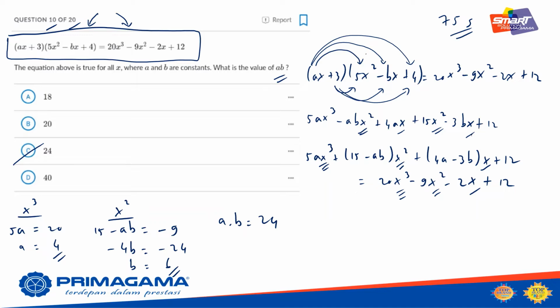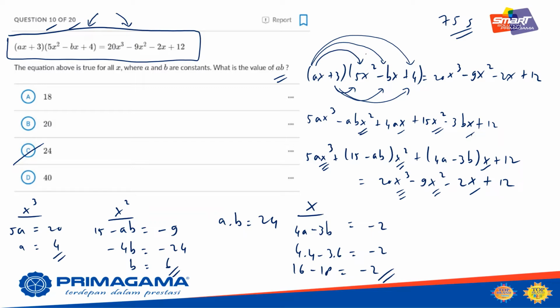Just to make sure, we can also try to match the x coefficient. Here we will get 4a − 3b has to be equal to −2. a is 4, so 4 times 4 minus 3 times 6 has to be −2. 16 minus 18 is indeed −2. Hence the answer is correct.